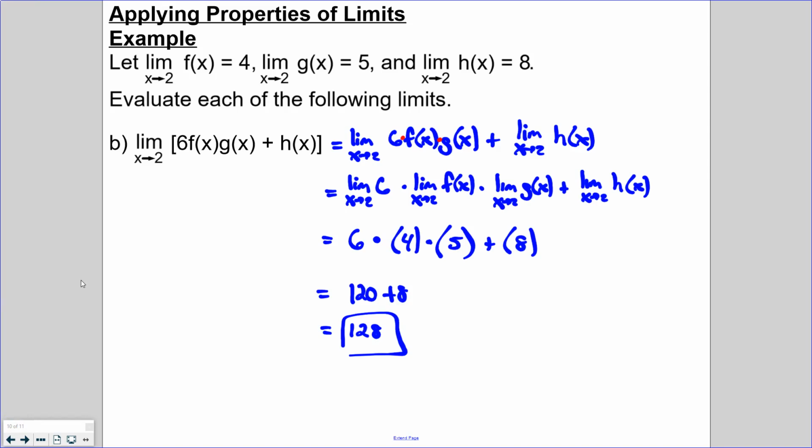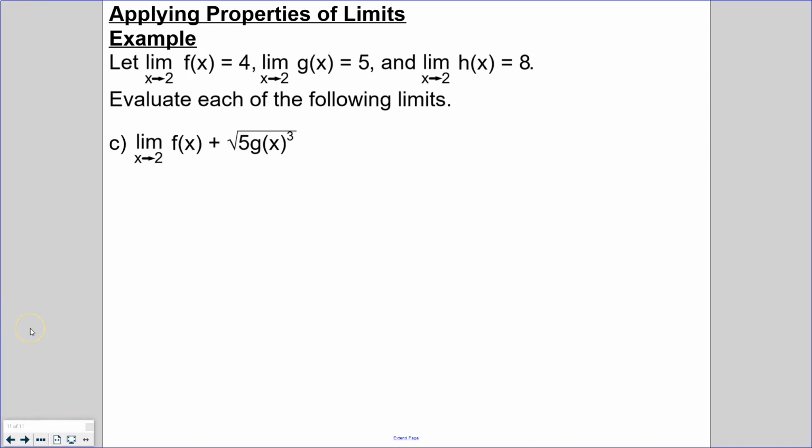All right, we're going to take a look at one more final example. We have the limit as x approaches 2 of f of x plus the square root of 5 times g of x cubed. So we'll just go ahead and start pulling this apart piece by piece. So let's see, we're going to get the limit as x approaches 2 of f of x plus the limit as x approaches 2 of the square root of 5 times g of x cubed.